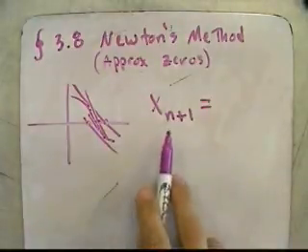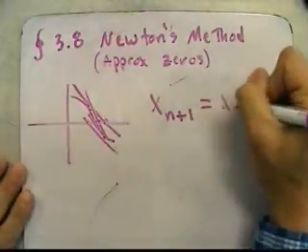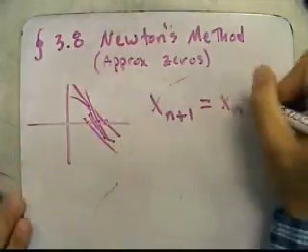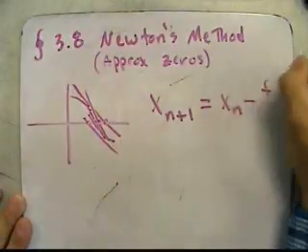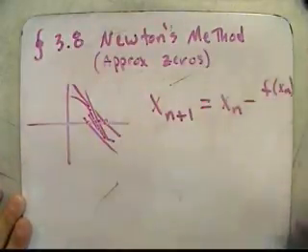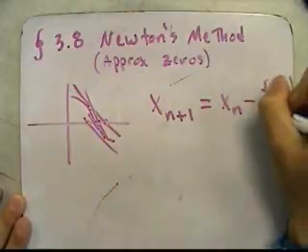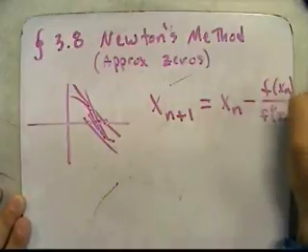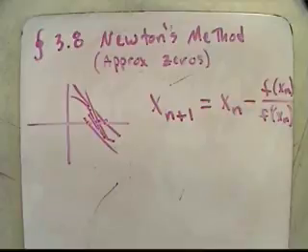It says if I want to find some x value, I'm going to take the x value that I guessed, x sub n, and subtract the function at that value divided by the derivative of the function at that value. This pen's dead.